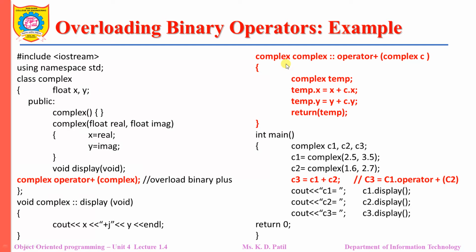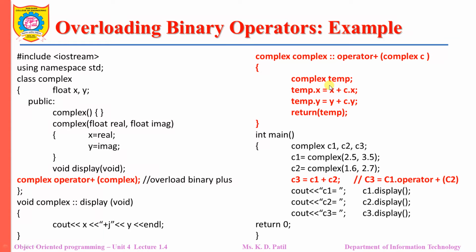The operator function is defined here. I have the return type Complex followed by the class name Complex, followed by the scope resolution operator which indicates that the operator function belongs to the class Complex, followed by the operator keyword followed by the symbol which I am going to use to overload, that is my plus operator. And in the parameter list, I have a single argument passed over here, which is of type Complex.